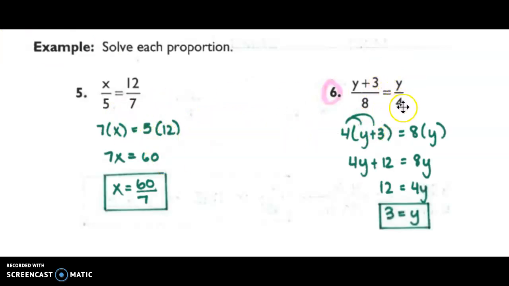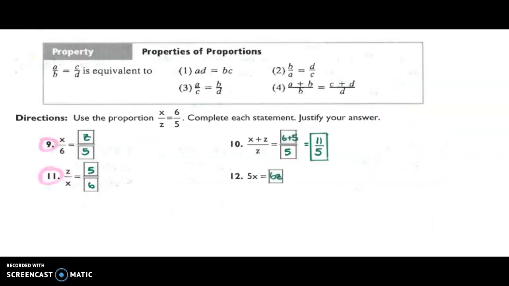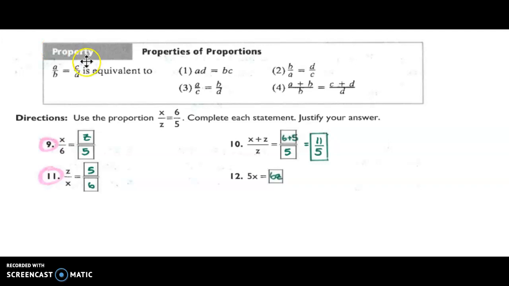And number 6, you have 4 times the quantity y plus 3, so that's why you need parentheses, is equal to the other diagonal multiplied, 8 times y. And then just some properties of proportions here. Okay, these are all equivalent. All right, so go over these properties here. Okay, and that's it. All right.